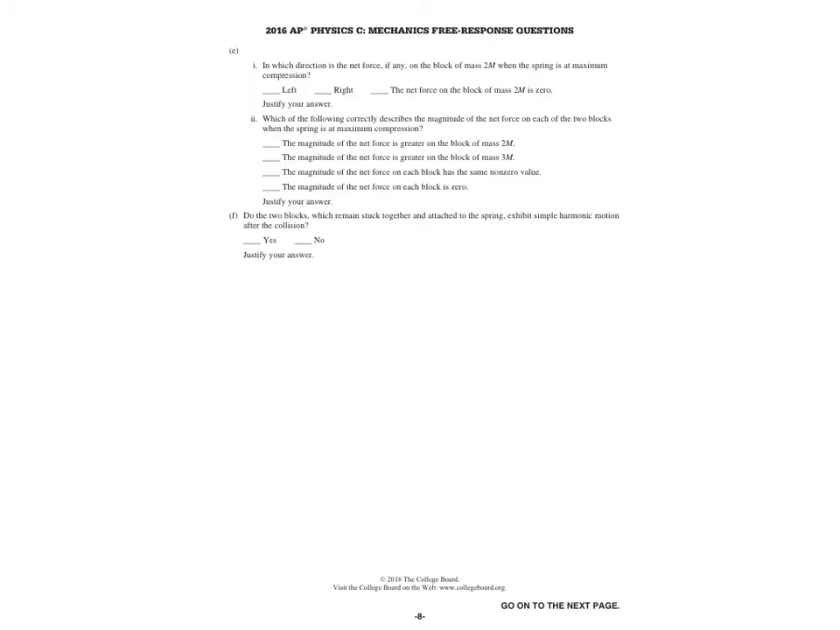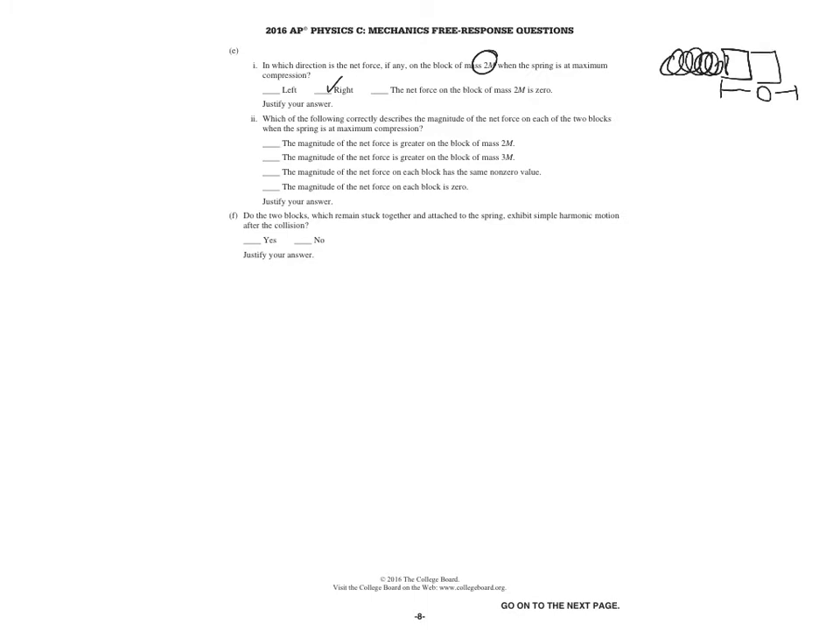For E, God bless, that's terrible. For E, in which direction is the net force, if any, on the block of mass 2m when the spring is at maximum compression? So on block 2m, we're trying to figure out what force would be acting on it, and it would be to the right. I know this is off the screen now, but we've got it compressed. There's an actual distance d here that it's compressed from rest.